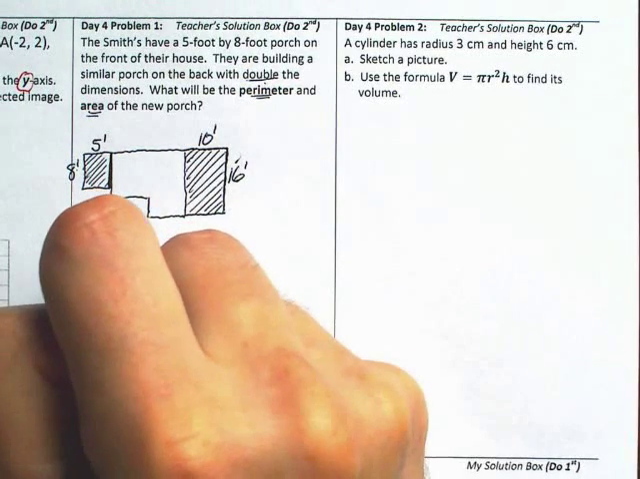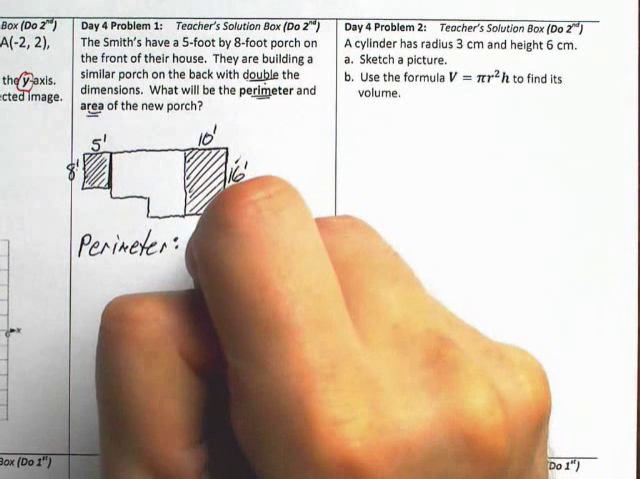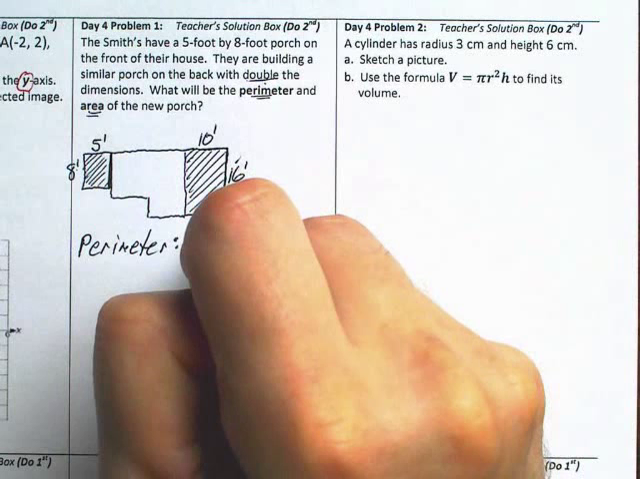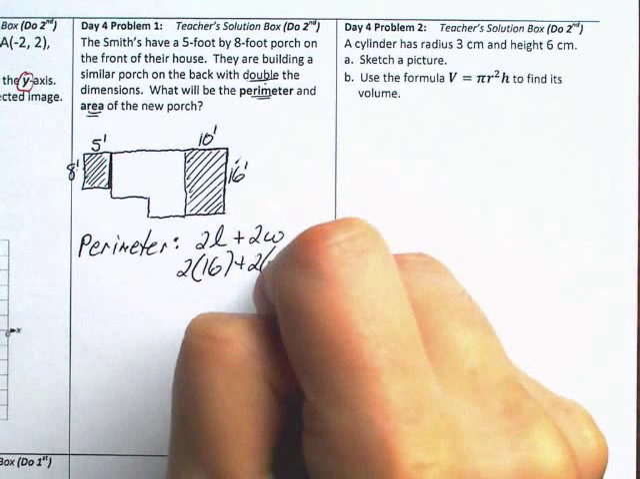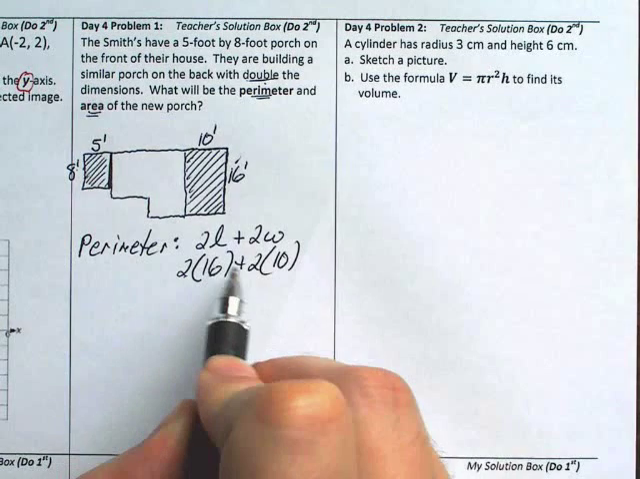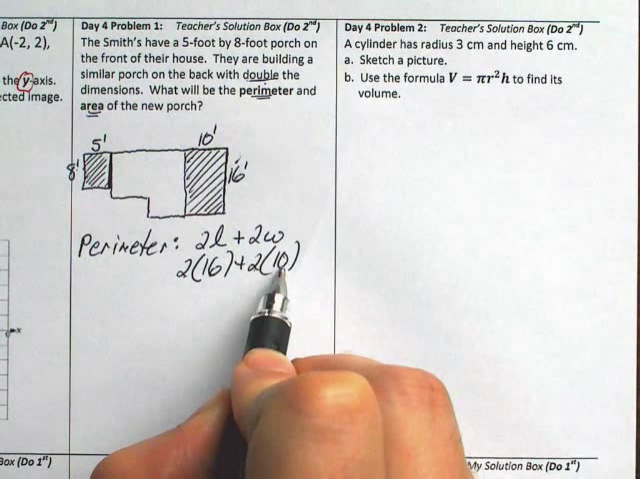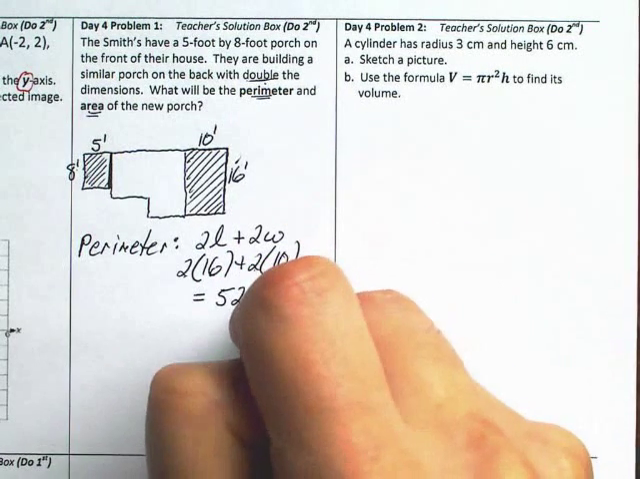Let's do perimeter first. To find the perimeter of any rectangle, we can use the formula 2 times the length plus 2 times the width. That would be 2 times 16 plus 2 times 10. 2 times 16 is 32. 2 times 10 is 20. And 32 plus 20 is 52 feet.